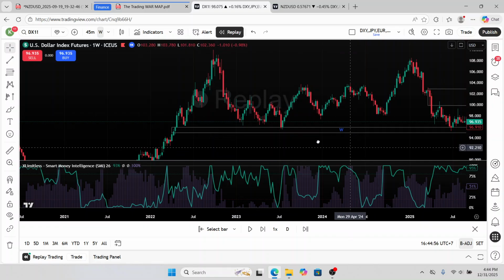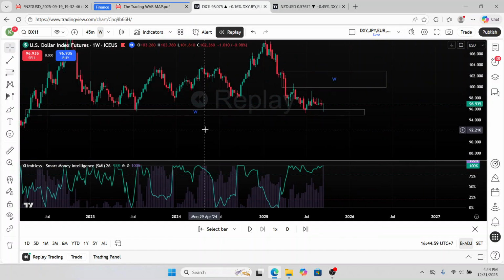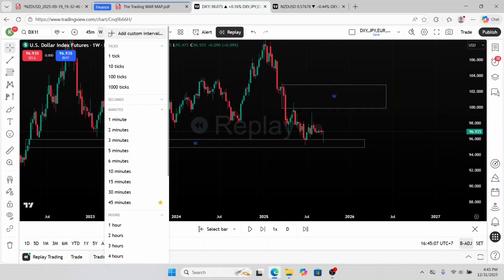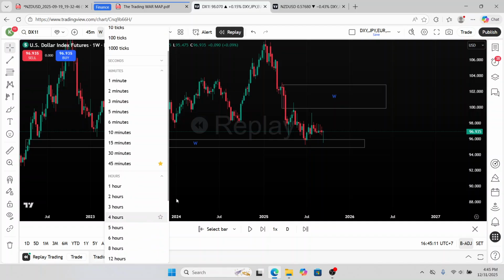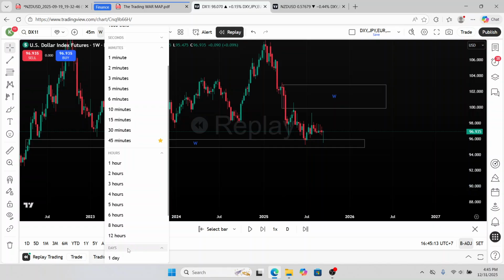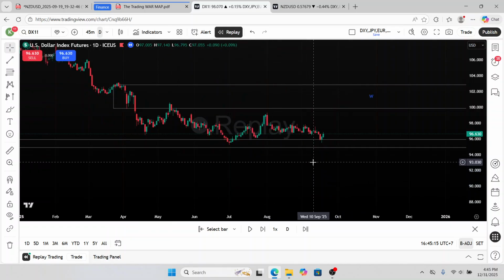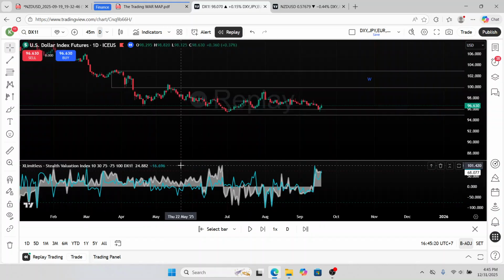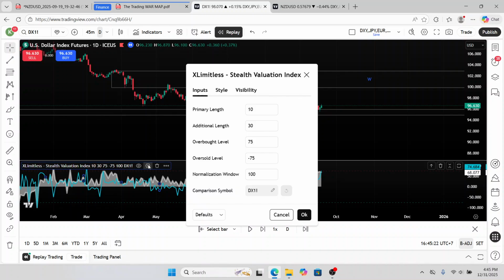So that is information that I take very, very seriously. Now, that is the COT data. And also, if we go to the daily time frame, I will explain this here more. Okay. Now, this is daily time frame and the valuation tool, which I absolutely love.